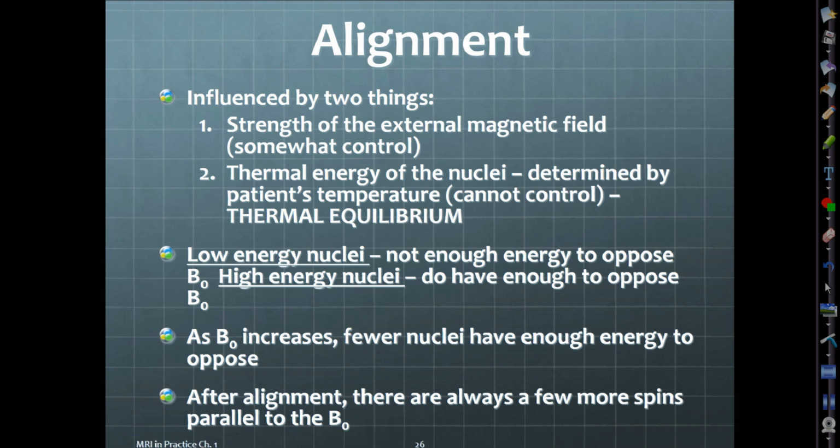So when that happens, you get less and less of the high energy and more of the low energy or spin-ups, and that creates a larger net magnetic vector overall. So that's ultimately why we get better signal with a 3 Tesla versus a 1.5, because our net magnetic vector is bigger to begin with.